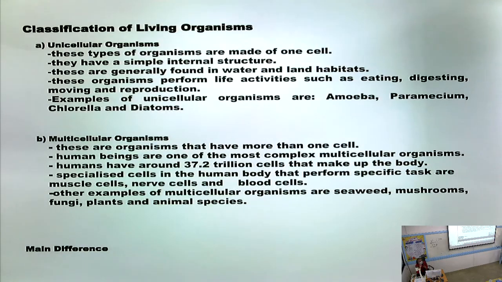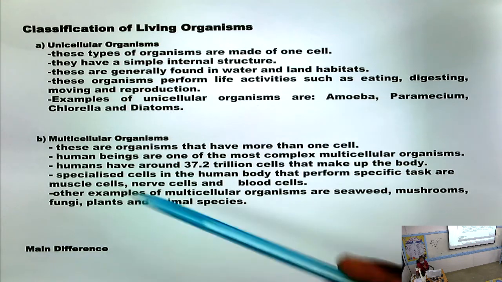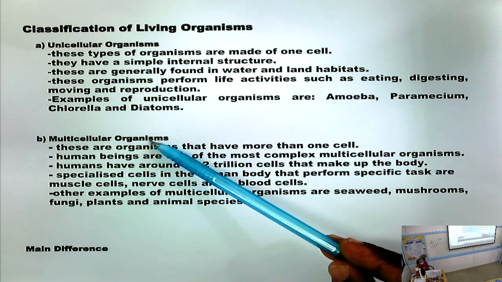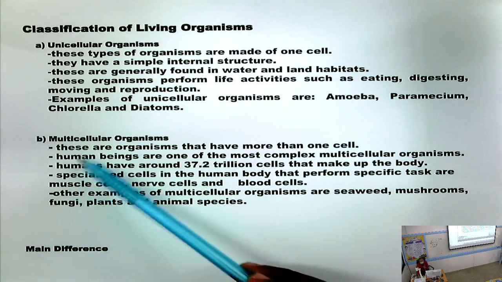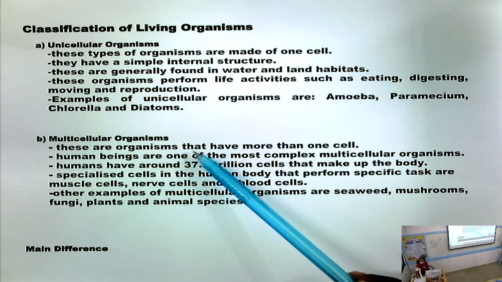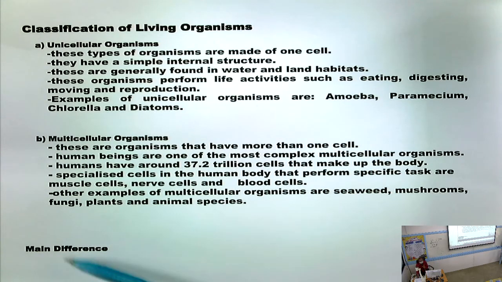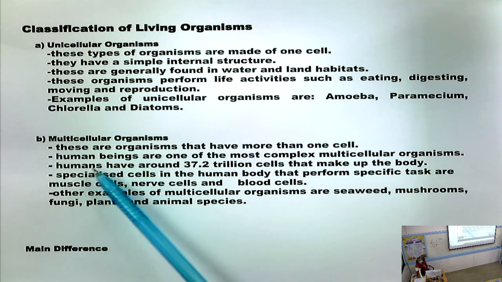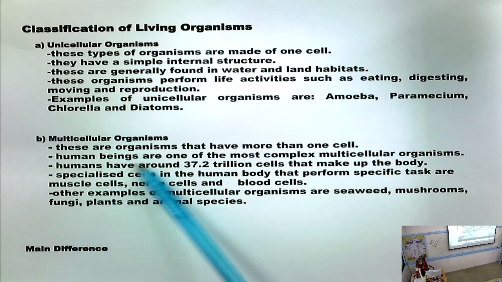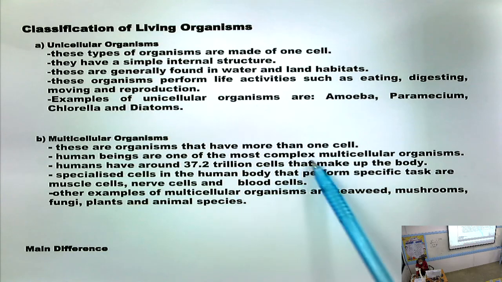Remember, we said it's a single structure which does everything. It eats, it digests, it also reproduces on its own as a single structure. Then when we look at multicellular organisms now, these are organisms that have more than one cell, as we said. We gave an example of a human being. Human beings are one of the most complex multicellular organisms.